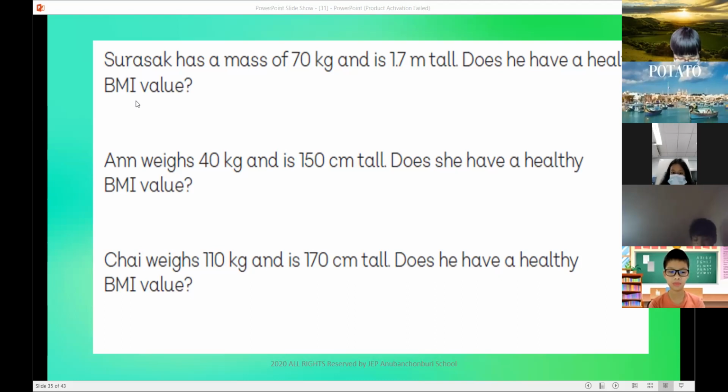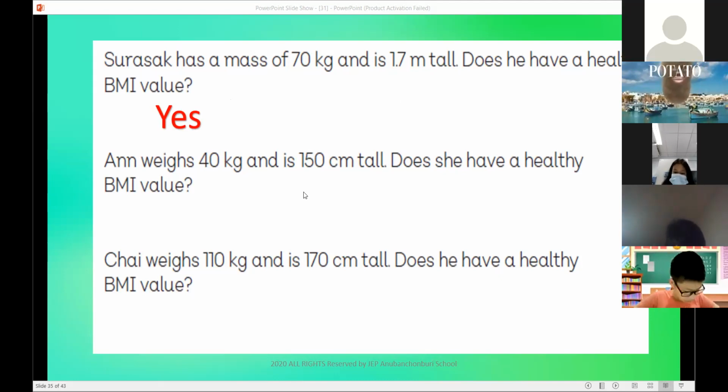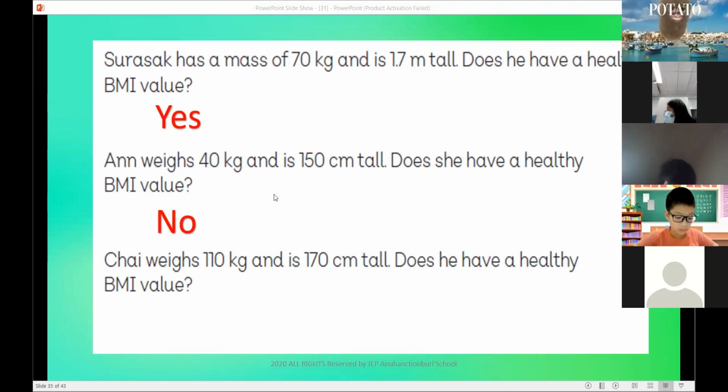Same page. So Surasak has a mass of 70 kilograms and is 1.7 meters tall. Does he have a healthy BMI value? Yes or no? Yes. So we need to solve this one, right? Make sure that you know how to solve before answering yes or no. Anne weighs 40 kilograms and is 150 centimeters tall. Does she have a healthy BMI value? No. Okay. I think she is underweight.